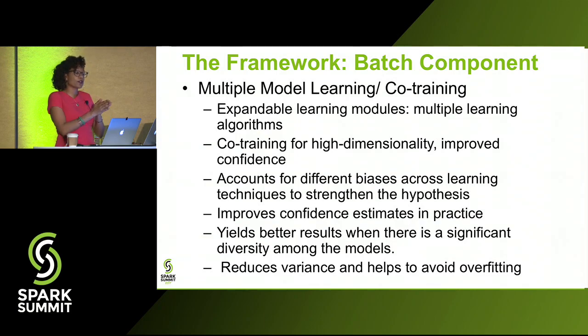You can also do something called co-training for high dimensionality data sets, and it improves the confidence. Co-training involves a feature split and then training different models on the different views or perspectives of those features and seeing if you can get agreement on the two models. It accounts for different biases across learning techniques and improves confidence estimates in practice. So this is not just theory. In practice, you actually see improvements in the predictions that you generate using these different multiple learning methods or ensemble methods.